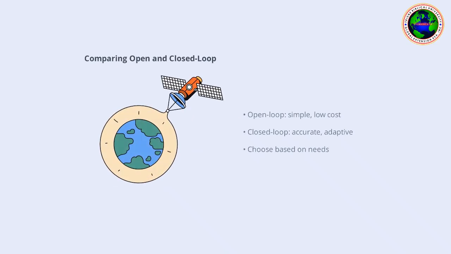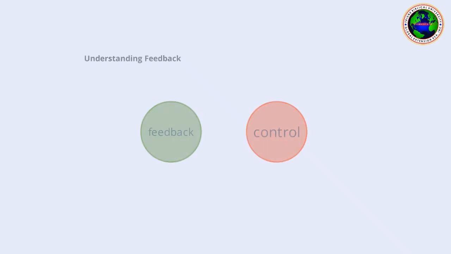Let's compare open-loop and closed-loop systems side by side. Open-loop systems are simple and inexpensive, but they can't adapt to changes or correct errors. Closed-loop systems, on the other hand, use feedback to maintain accuracy and stability, but they require more components and are more costly. The choice between the two depends on the specific needs of the application. Feedback is the process of using output information to influence future actions.